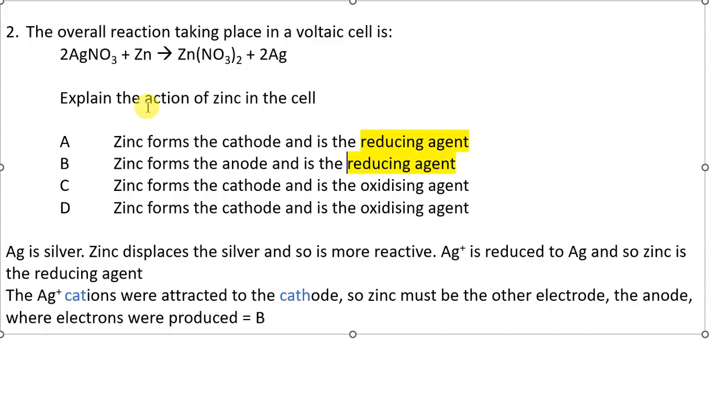Now, the zinc being the reducing agent, we've now got to consider where the zinc will do this. Will it do this at the cathode or at the anode? Well, I'm looking at my silver ions for one thing. They are attracted to the cathode. That in turn must make zinc the anode. Or I could say the anode is the site where electrons are produced. They're produced as zinc loses electrons to go into solution, allowing those electrons to flow through the external circuit. That's it.